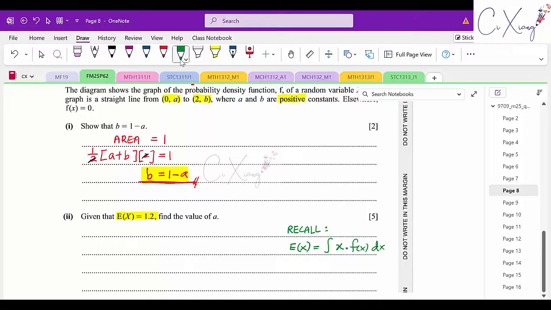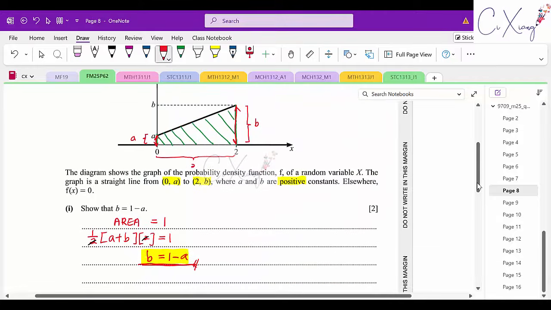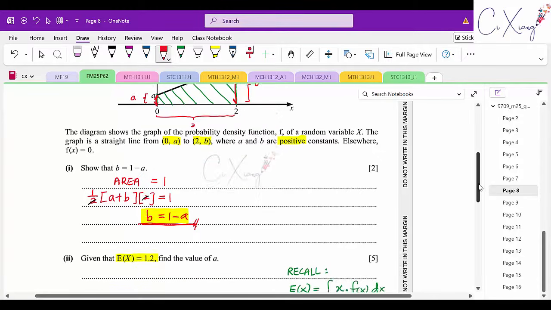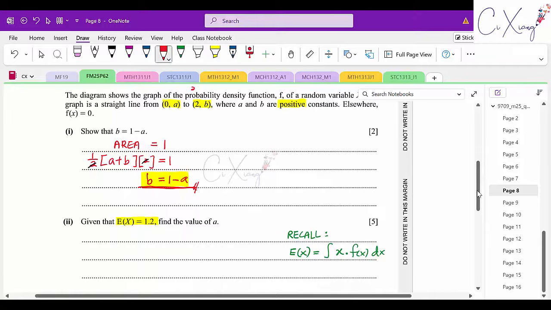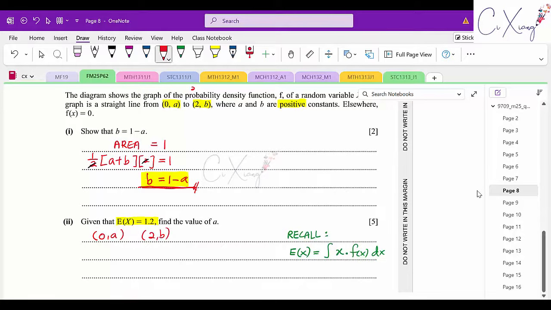Now our problem is that we don't know what the function is here, so we need to find the function first. How do we find it? It is a straight line. To find the function, we need the gradient and a passing point, so I need to form the equation of the straight line. I have (0, a) and (2, b). So what is the gradient?